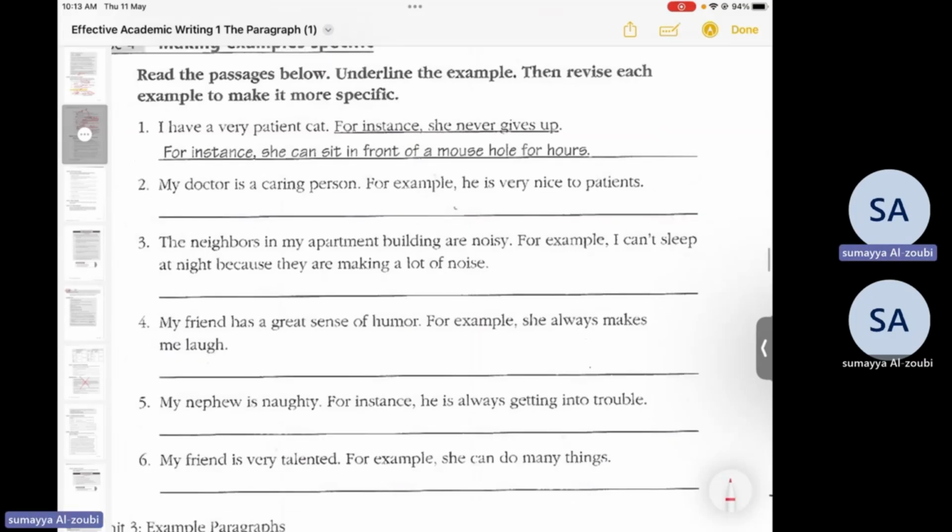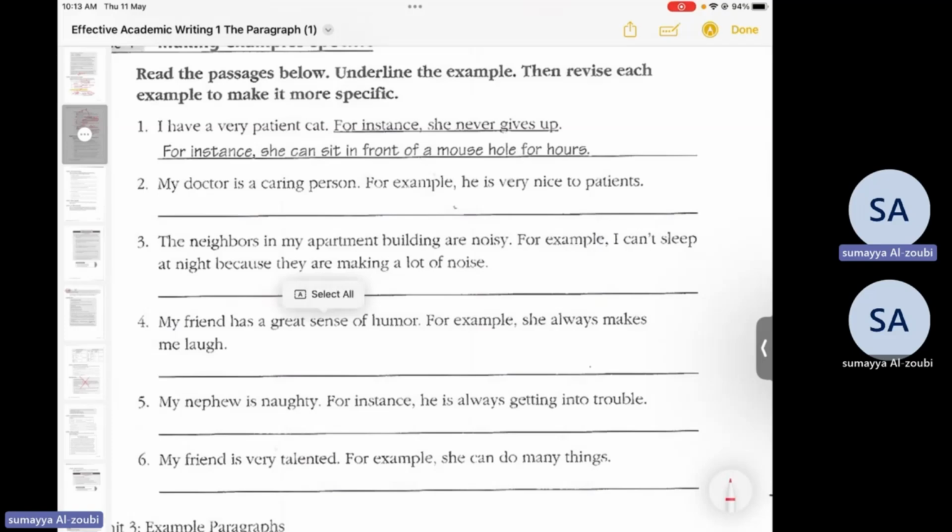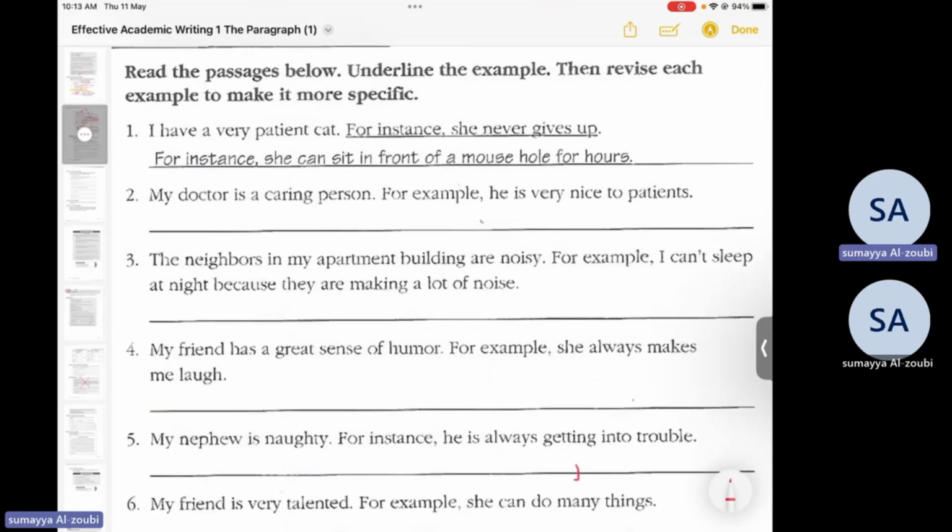Now read the passage below, underline the example, and then revise each example to make it more specific. The last exercise that we are going to do together today. Look here, I have a very patient cat. This is your topic sentence. Look, the writer has given this sentence as an example to explain how patient his cat is. For instance, she never gives up. What is this? Is this an acceptable example? Actually, no. Why is this not acceptable? Because never gives up is a restatement for being patient.